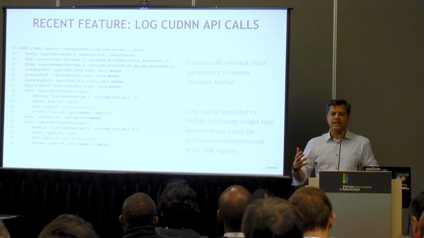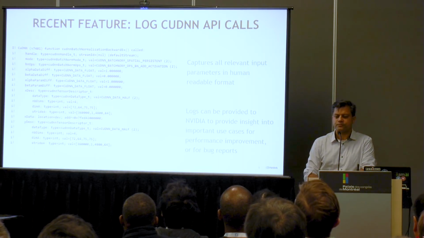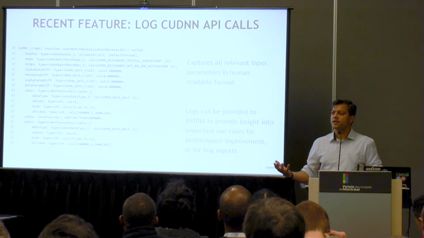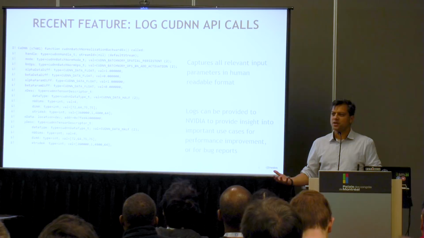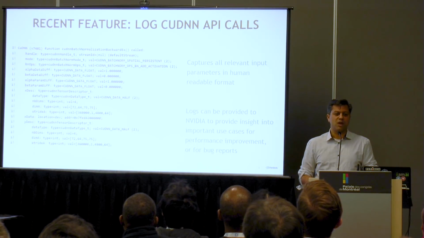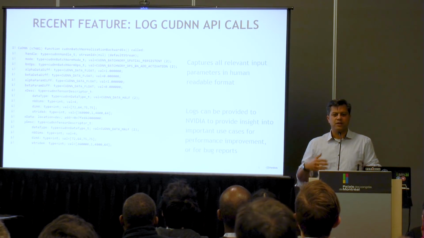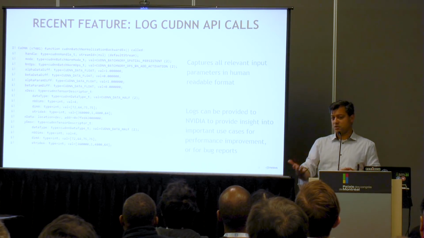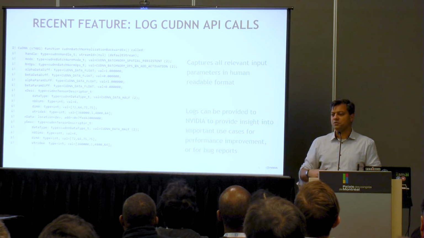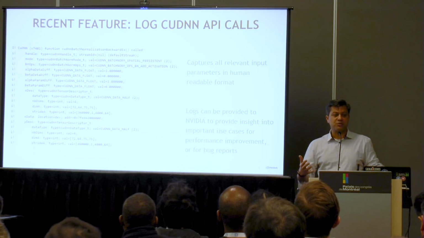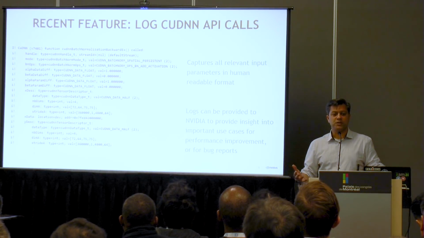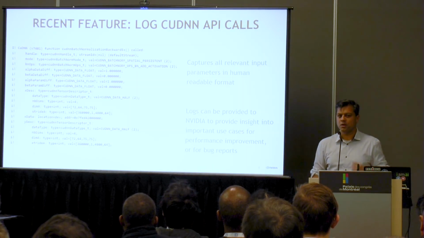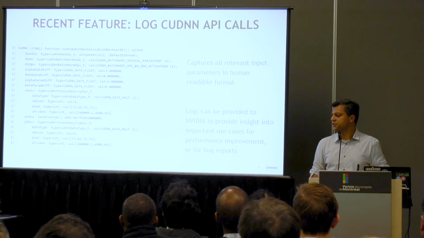What it does is take the input parameters for every API call made to cuDNN and log them to a file that you can then use to understand how you're using the library. Or if you're doing something interesting, creative, and the performance isn't what you expect, this is a log that you can provide back to us, and we can use it as a guide for our own optimization.